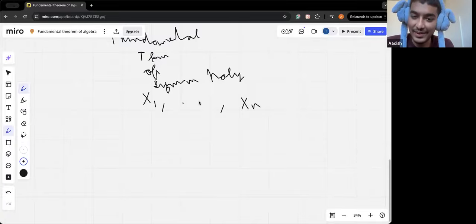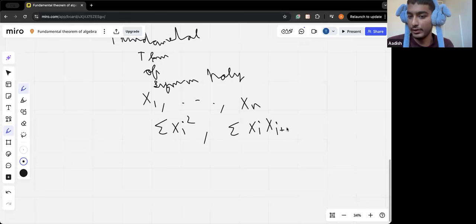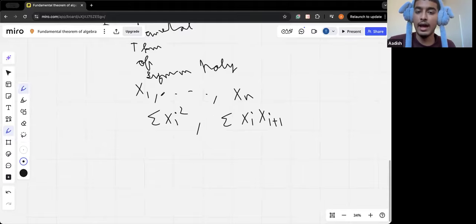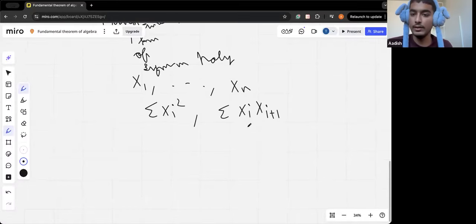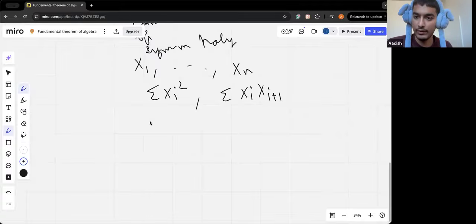So x1 to xn. A symmetric polynomial is any polynomial which is completely symmetric in x1 to xn. Summation of xi squared is symmetric, but summation of xi plus 1 is not symmetric. Any permutation of x1 to xn gives the same polynomial. That's what it means to be symmetric. That should be clear to everyone.